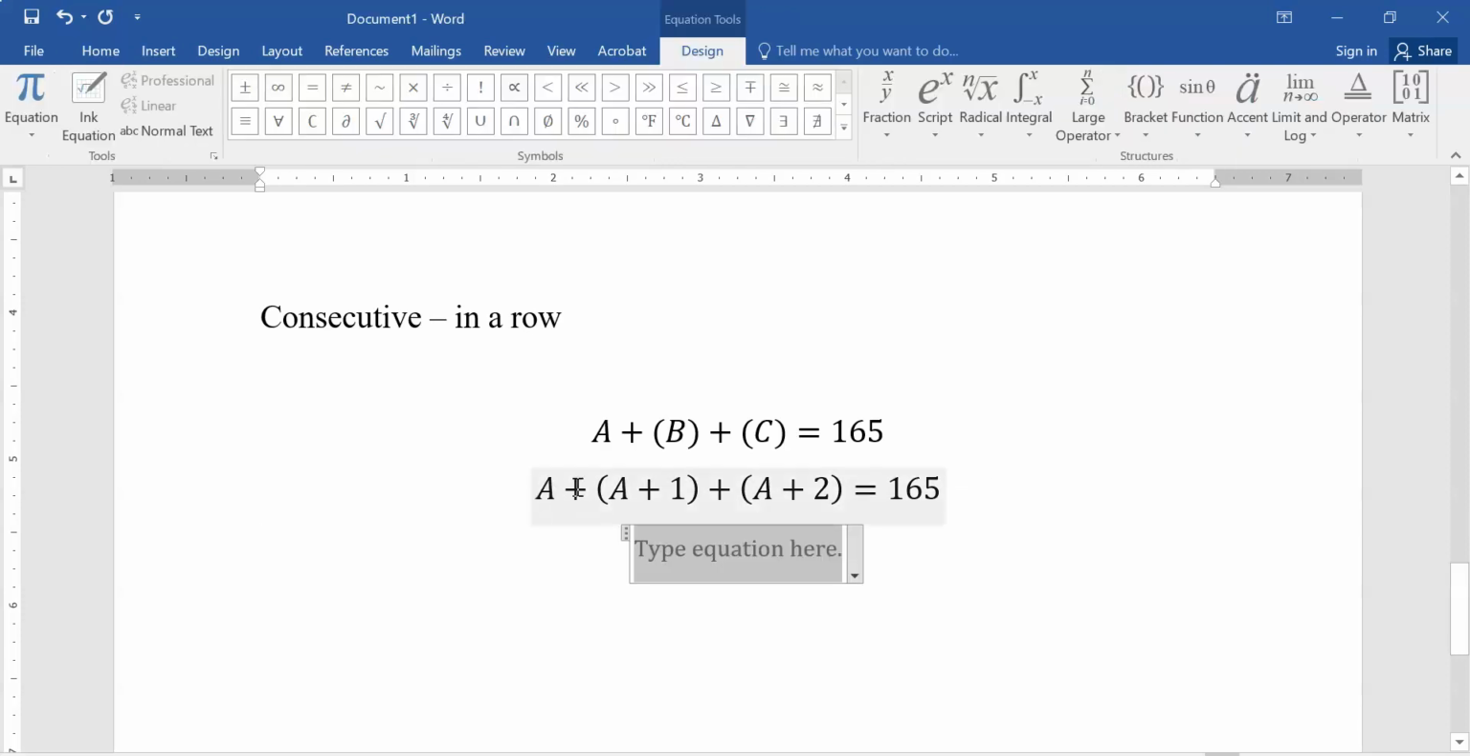By the way, A plus A plus 1 plus A plus 2, these parentheses you can drop off, and combining like terms, A plus A plus A, that's 3A. 1 plus 2 is 3.